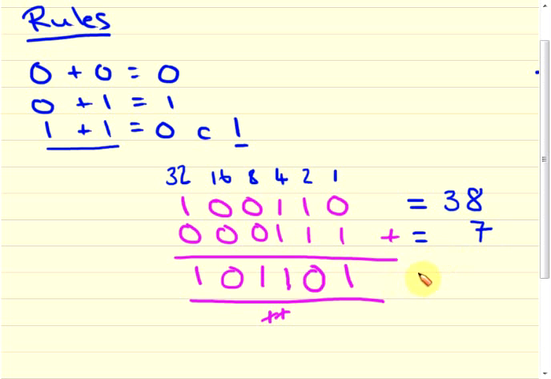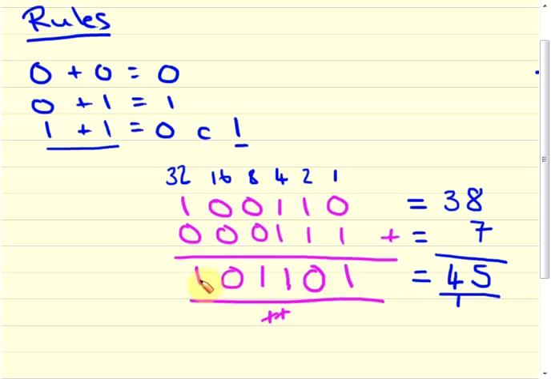So the answer that we would expect to get here would be 38 plus 7. So let's have a look at what this would be here. Here we've got 8, 9, 10, 11, 12, 13, 14, 15. 3 plus the carry is 45. So we think the answer should be 45. Let's see if in fact we got the correct answer here.